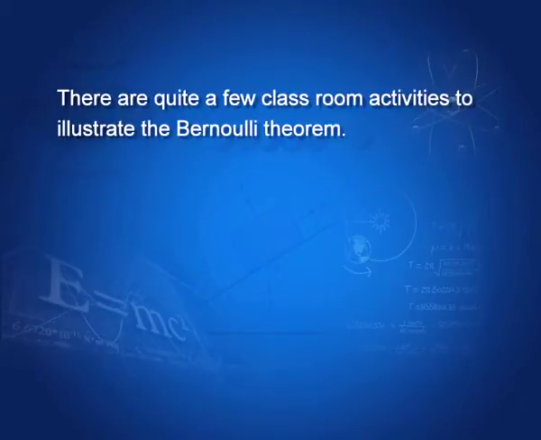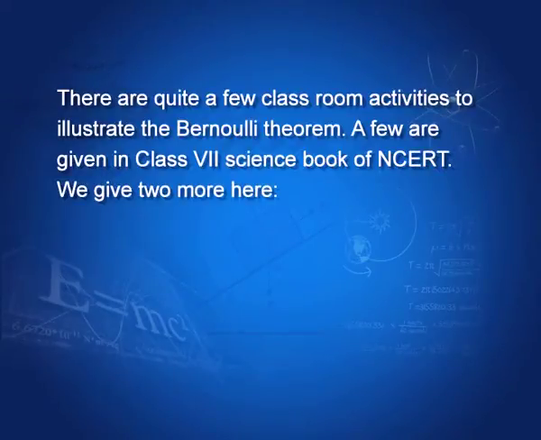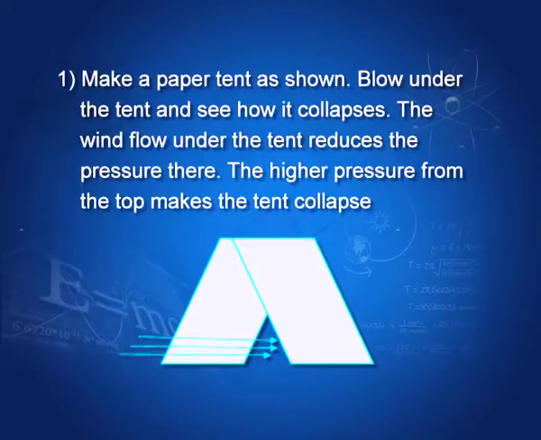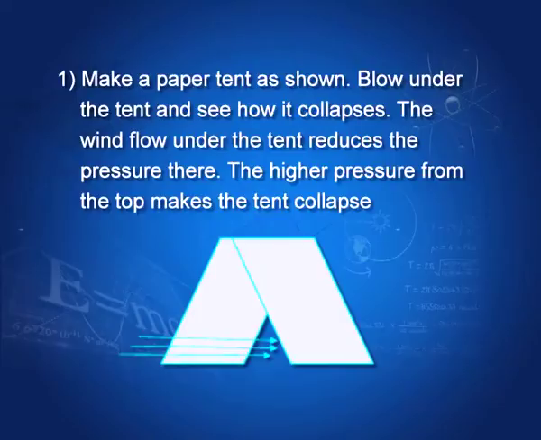There are quite a few classroom activities to illustrate Bernoulli's theorem. A few are given in the class 7 science book of NCERT. In addition, we give two more activities here. Make a paper tent as shown. You take a piece of paper, make it into a tent, put it on a flat surface, and blow in the space below the tent. What happens? As you blow, the high speed wind goes through and the pressure decreases, and the pressure outside makes it collapse. So, this tent will collapse.